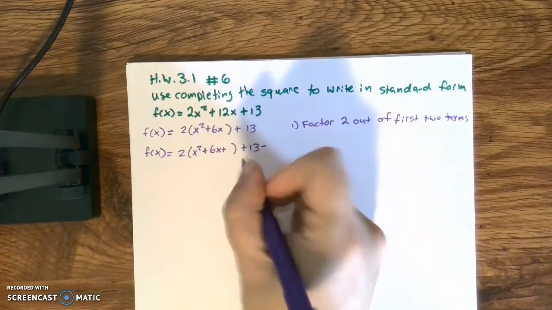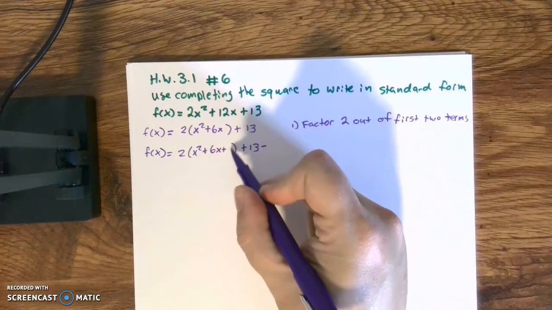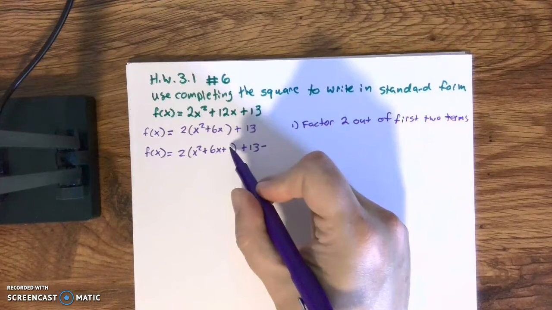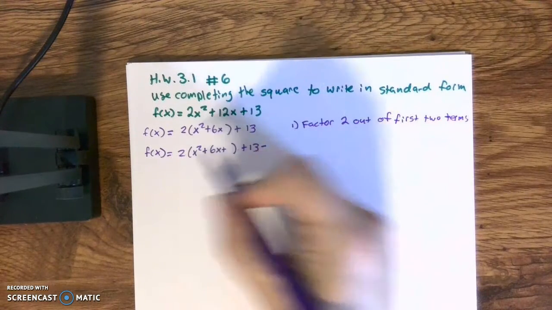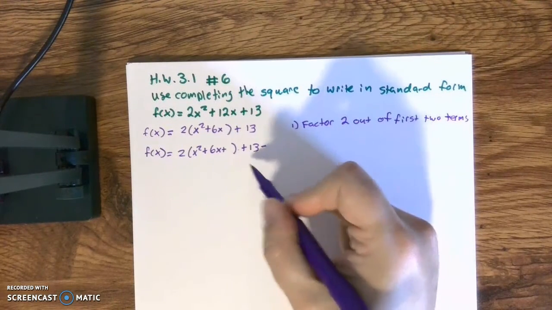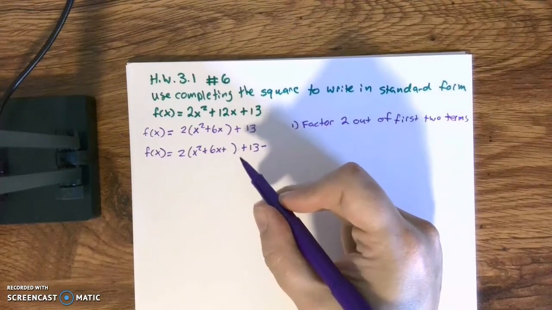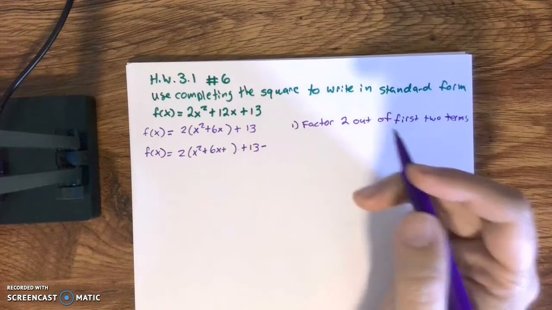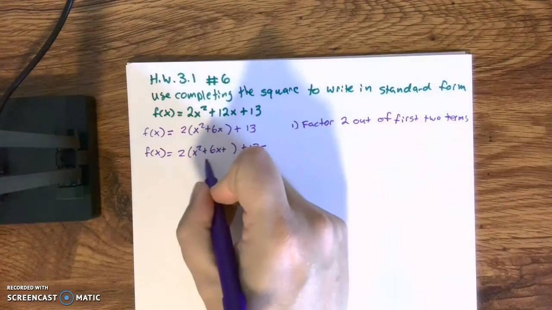Okay, so I have it set up. I'm going to be adding some value in the parentheses that would make this factorable. And whatever I add in here, I'll multiply it by 2 and subtract it outside the parentheses. I can't add in something without taking it back out, without changing what function I'm working with.